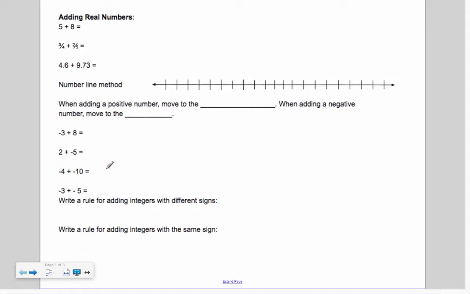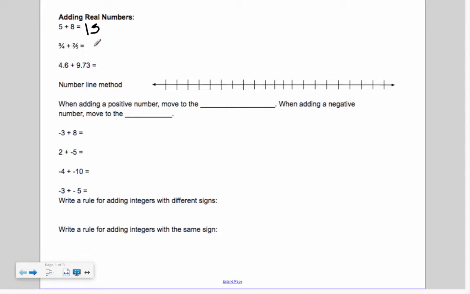Here's the video for lesson 1-2 and 1-3, adding and subtracting real numbers. So the first three problems are pretty basic. 5 plus 8 is 13. Then we have fractions. So let's review how to do that.